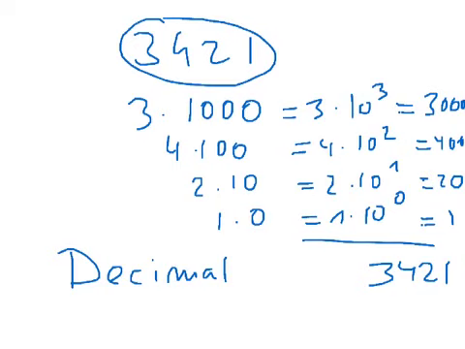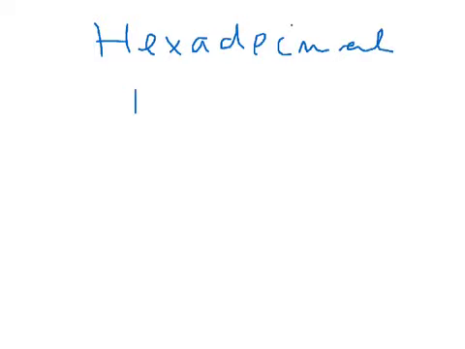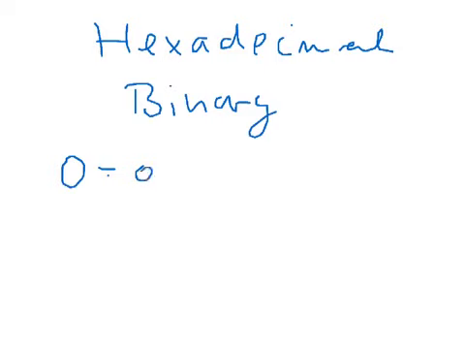Now, in the computer programming world, there are two important numbering systems. One is the hexadecimal and the other one is the binary system. Let's start with the binary system. The binary system actually comes from the fact that in electronics, digital information is 0 or 1. And 0 means off and 1 means on.